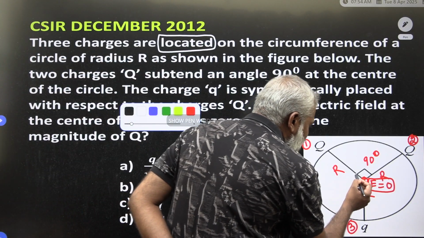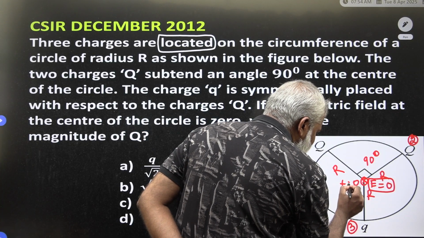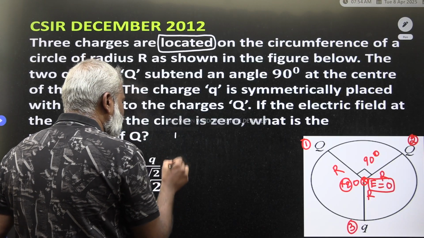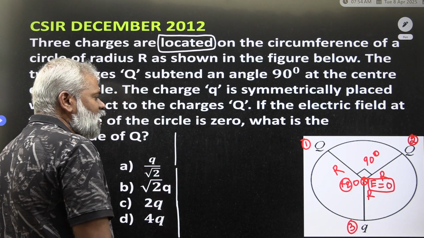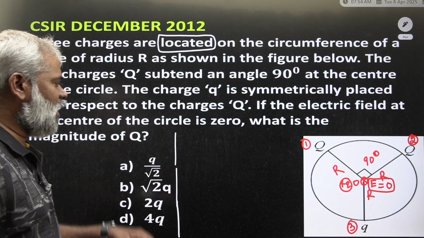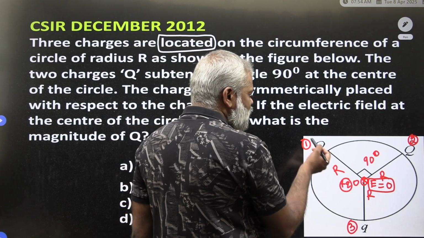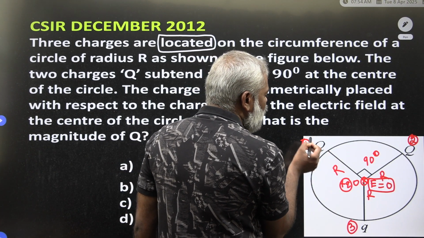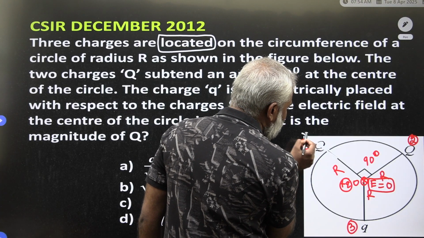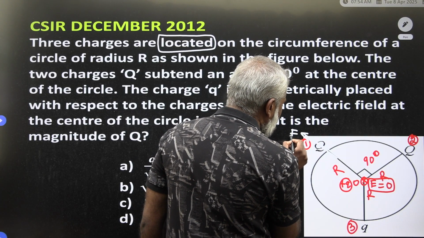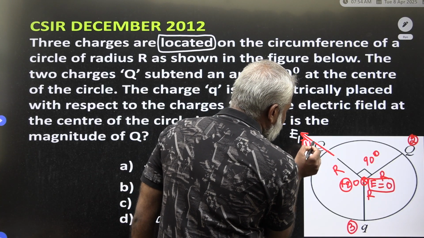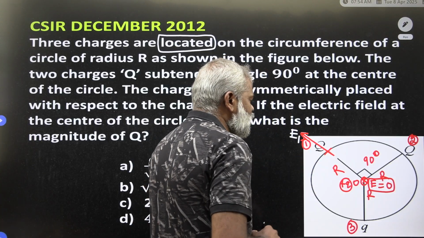First you have to take a test charge at the center. The test charge you have to consider as a positive charge. Now you have to see, there is a repulsion, and positive, so what is that electric field direction? The electric field direction E1 is going in this direction.